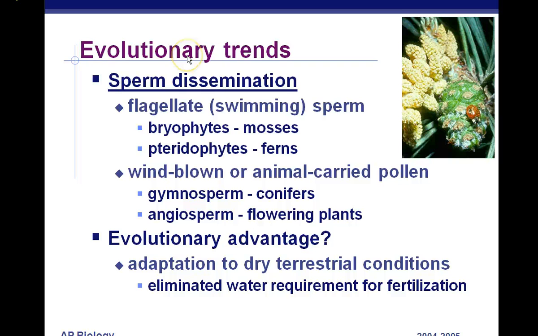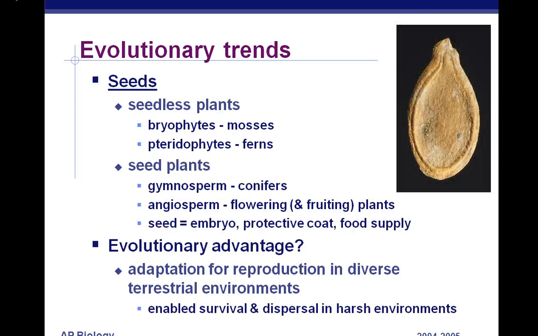The next step is sperm dissemination. Flagellated sperm, found in bryophytes and pteridophytes, don't work very well on land. Windblown or animal-carried pollen works a little bit better. Gymnosperms have pollen as well as angiosperms. Evolutionary advantage: remember that pollen has a tough coat. It's lightweight. It's protected from drying out, desiccation. So this is an adaptation for dry terrestrial conditions to spread sperm. That was the next trend in the evolution of land plants.